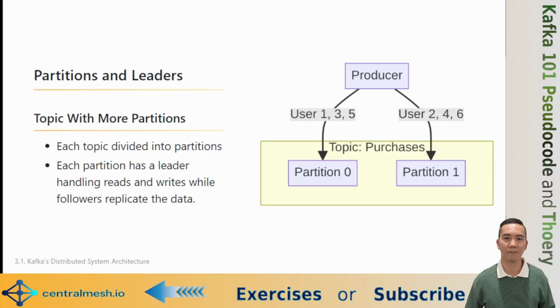multiple brokers. In our example, we can illustrate a purchases topic that is split into two partitions. Partition 0 handles purchases from users with odd numbers, while partition 1 manages purchases from users with even numbers. By doing so, Kafka maintains the order of data within each partition, while spreading the workload across multiple brokers. This architecture ensures Kafka's performance scales with the number of brokers and partitions, allowing it to process data concurrently.